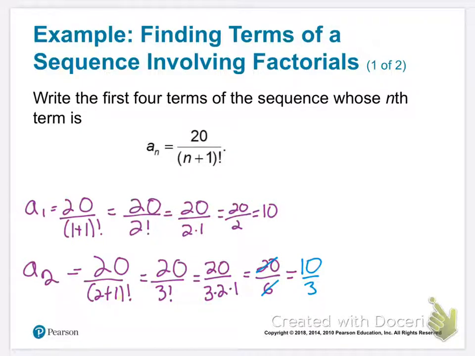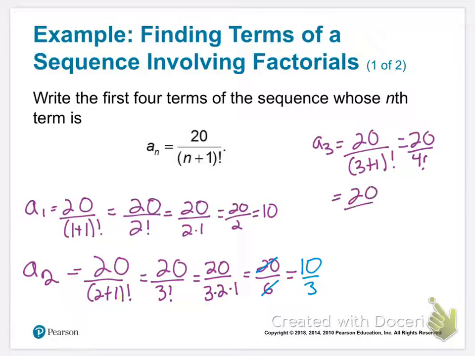We're going to go back now and do a sub 3. So we end up with 20 over 3 plus 1 factorial, which is 20 over 4 factorial, which gives me 20 over 4 times 3 times 2. This might be easier for me to cancel at this stage. We know that 4 goes into 20 5 times, so I end up with 5 over 6. 3 times 2 is 6.